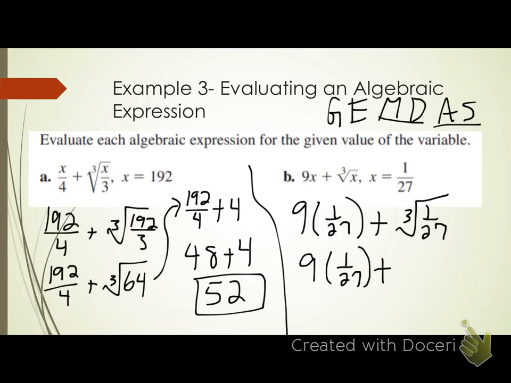So let's try to do what we did earlier and find the cube root of my numerator and then find the cube root of my denominator. So, what would be the cube root of 1? What number times itself again gives me 1? 1.